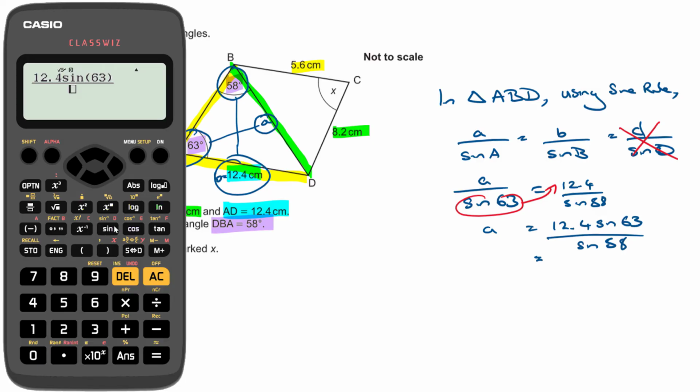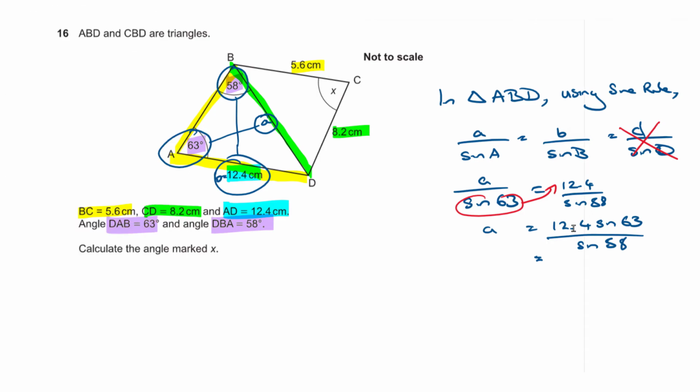Sine 58, that comes out to be 13.028. I'm just going to round that off to 13.0. Okay, so that is 13.0 centimeters. Now I have rounded it off, but I'm just going to leave that calculated value in the calculator because I've got a feeling I'm going to use it in a minute.